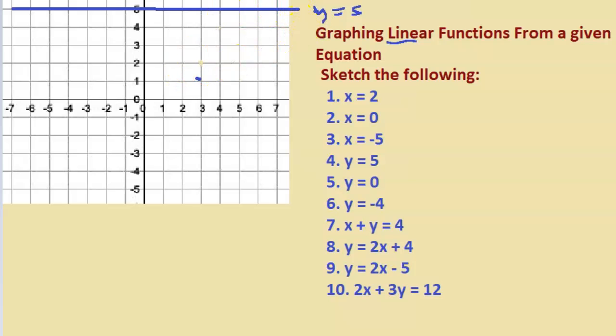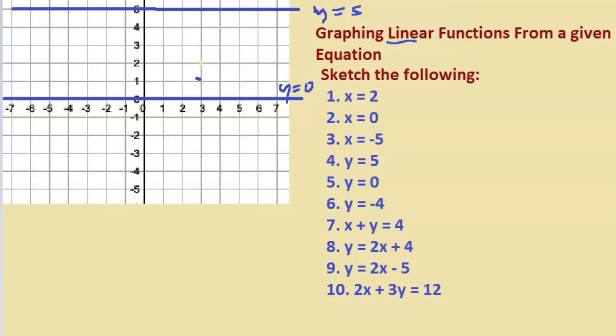Y equals 0. So y equals 4, y equals 3, 2, 1, and so forth. And y equals 0, you recognize that that is the x-axis. So line y equals 0 is the x-axis. Good. That's the other name for the line y equals 0. It's the x-axis, or the line segment y equals 0.